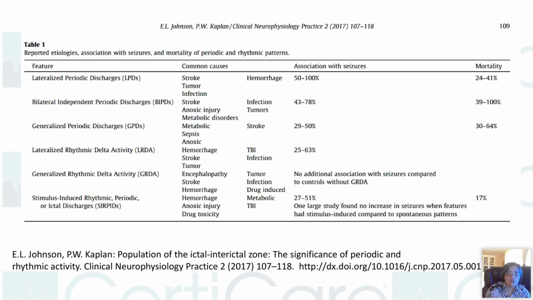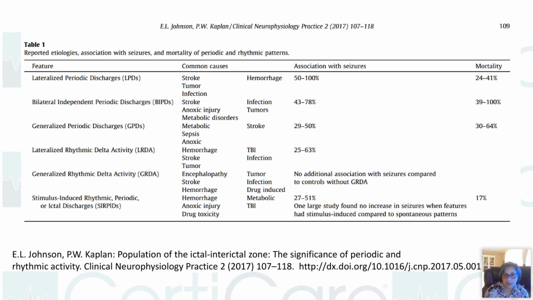This table is from Johnson and Kaplan. It shows association with seizures. If you look at the top here, lateralized periodic discharges have a 50 to 100% association with seizures. The mortality is 24 to 41%.